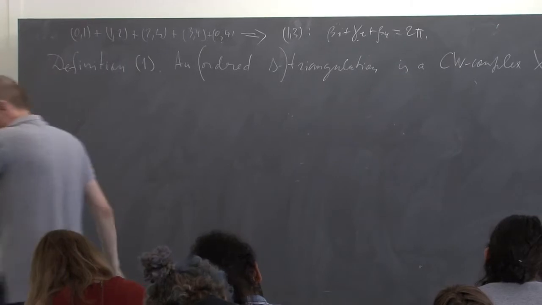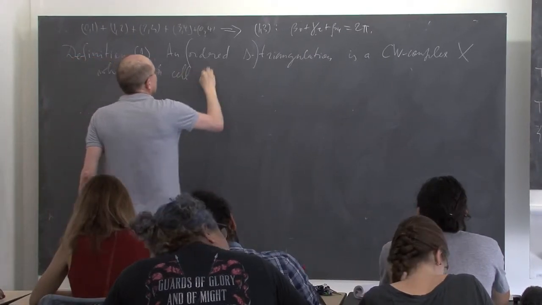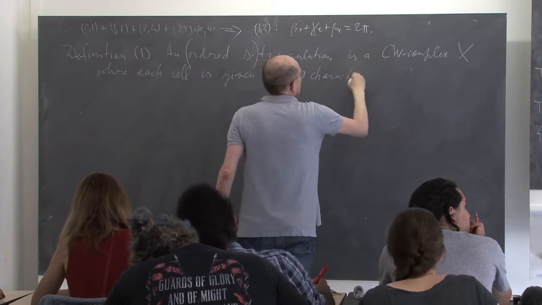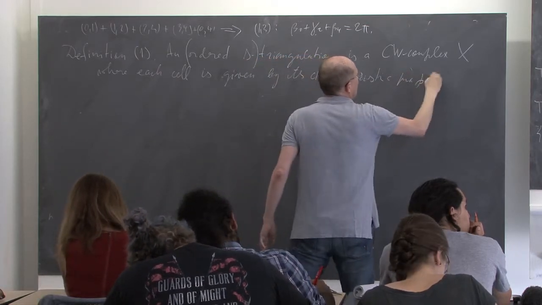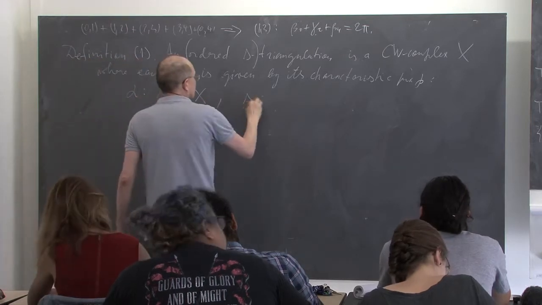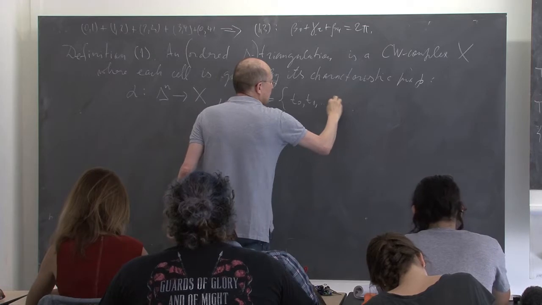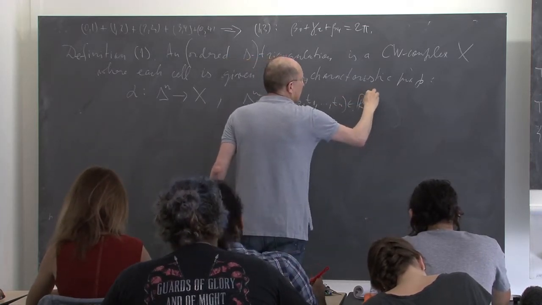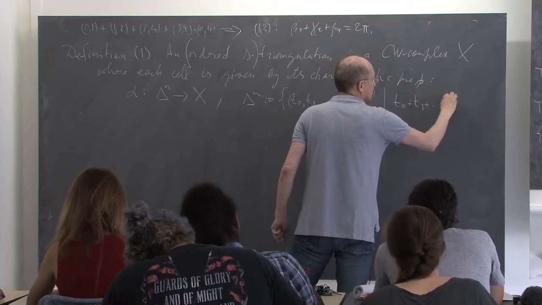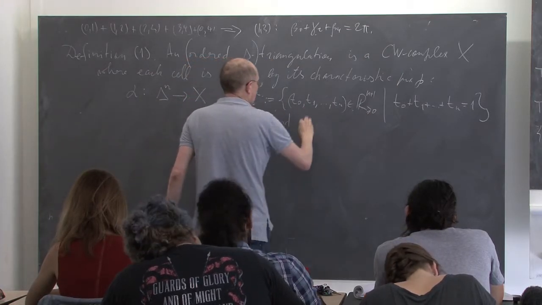X where each cell is given by its characteristic map alpha, which is a map from the standard simplex to X. So the standard simplex, by definition, is a set of T0, T1, up to Tn in R^(n+1), non-negative, satisfying the condition that T0 plus T1 plus and so on plus Tn equals 1. So the standard topological simplex.